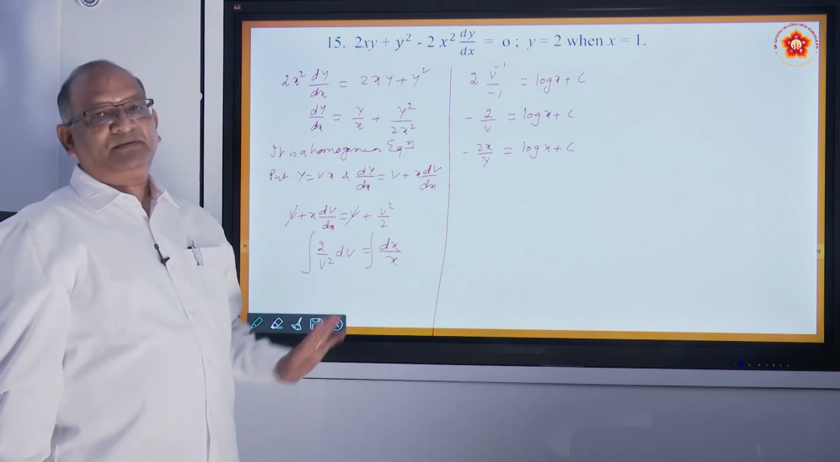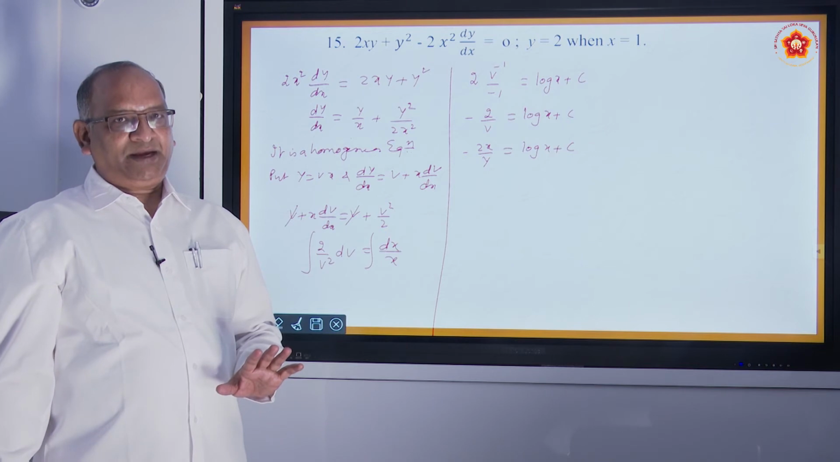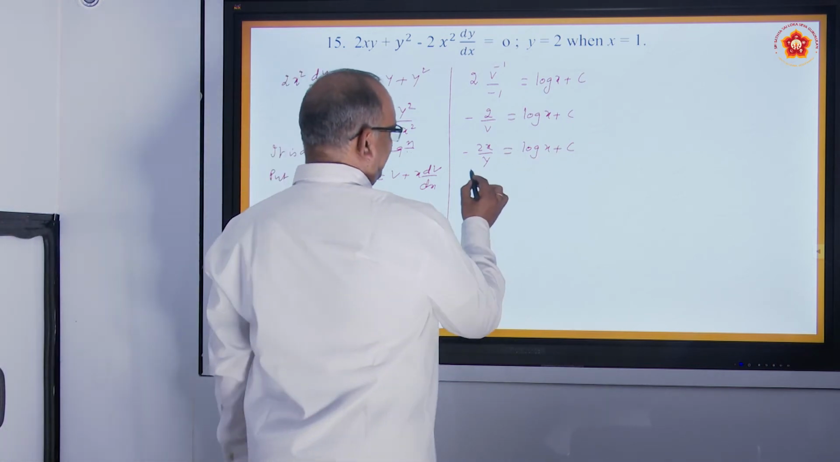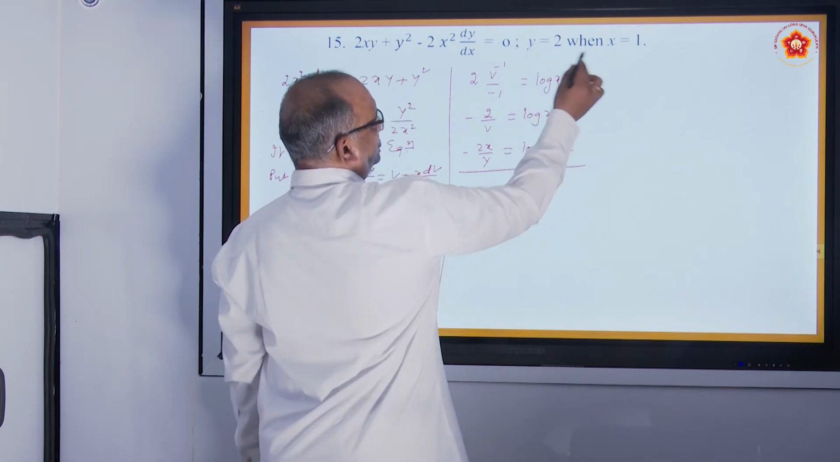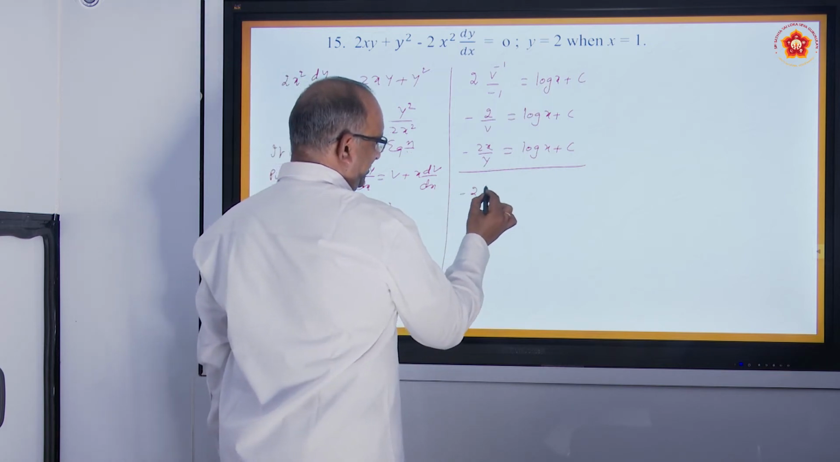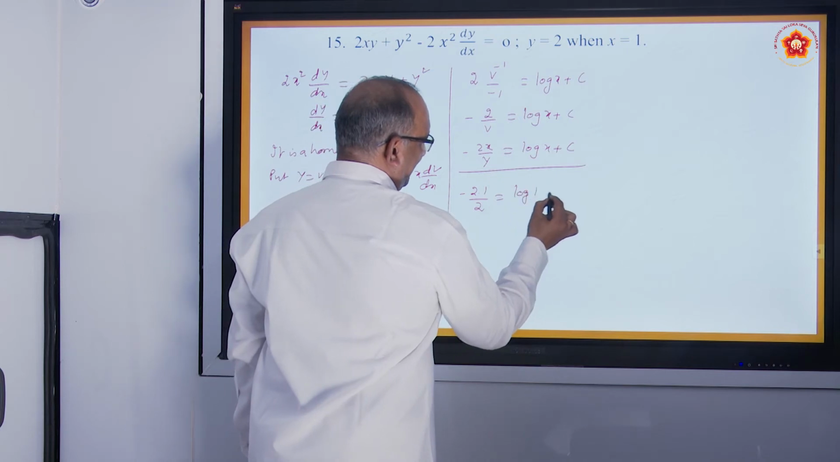This is actually the general solution. We want to find out the particular solution, so we have to find out c. This is the general solution. In order to find out c, substitute those values. x is 1, y is 2. So, it is minus 2 into 1 by 2 equal to log 1 plus c.